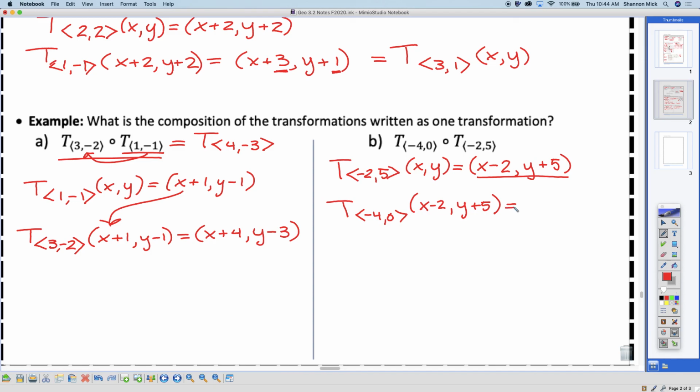So what am I doing to my x's? Subtracting 4, right? So I have x minus 6. And what am I doing to my y's? Adding 0, right? So it's still going to be y plus 5. And so the whole thing equals negative 6, 5. As long as you put it into the correct one first, right?